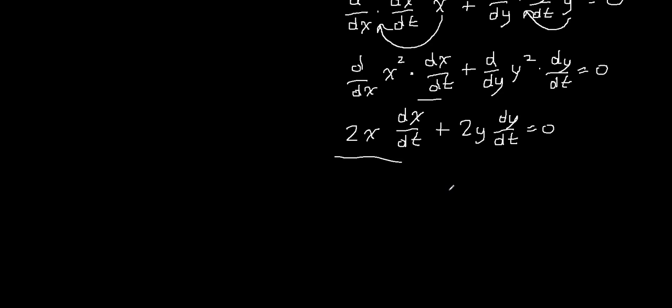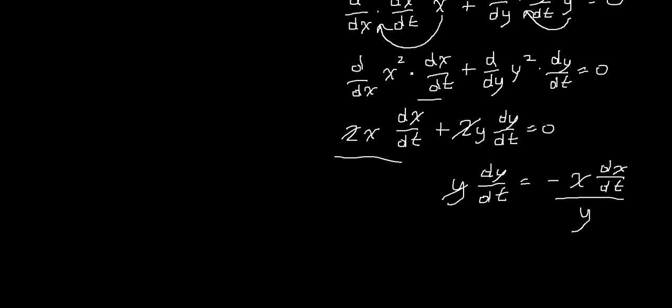Actually, let's divide both sides by 2 to make things easier. So you get y times dy over dt equals negative x times dx over dt. And if you divide both sides by y, you get dy over dt equals negative x over y times dx over dt.